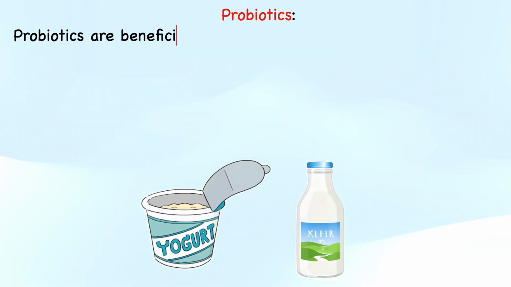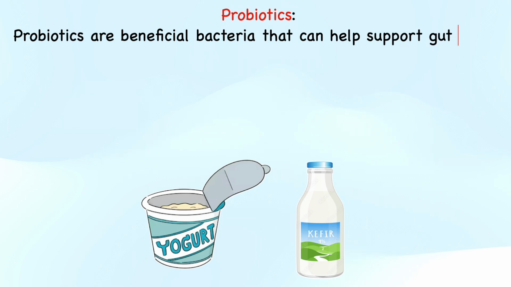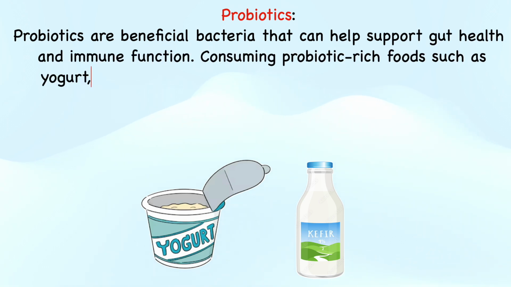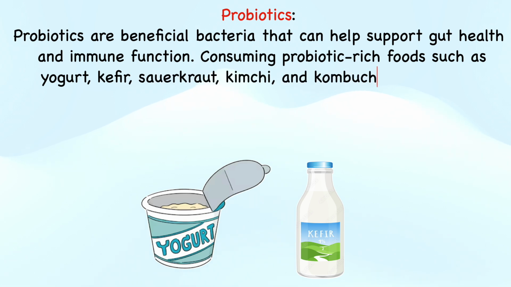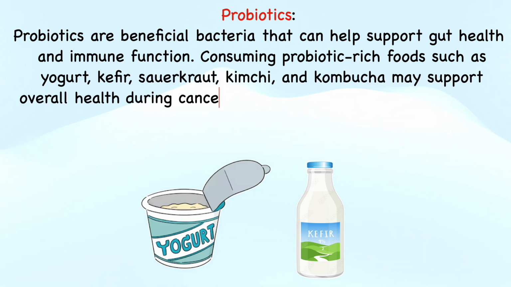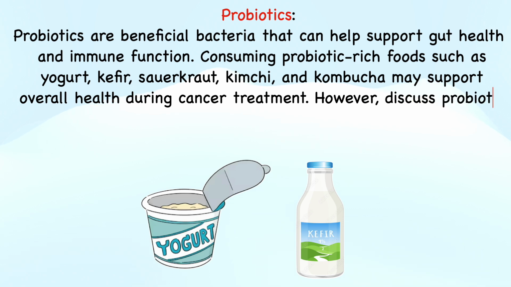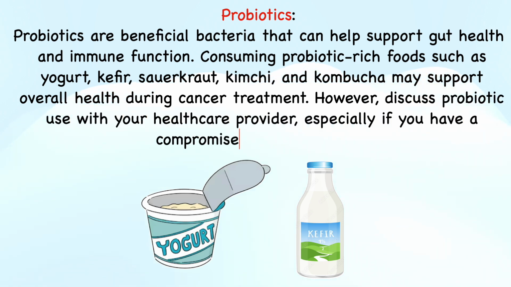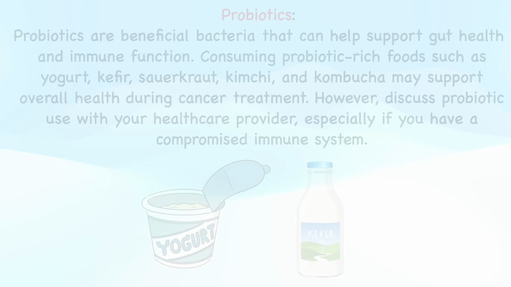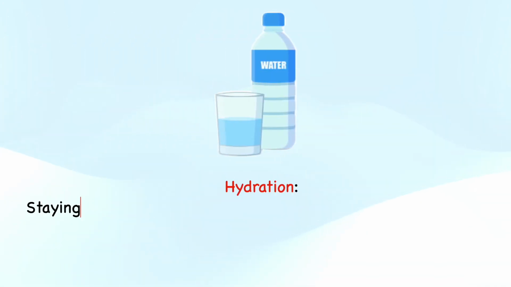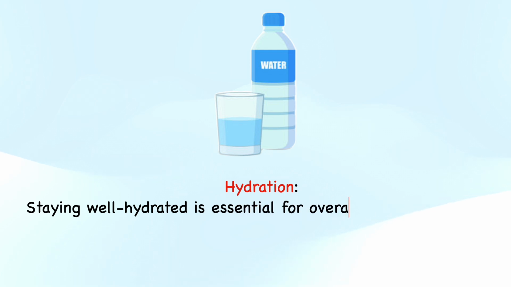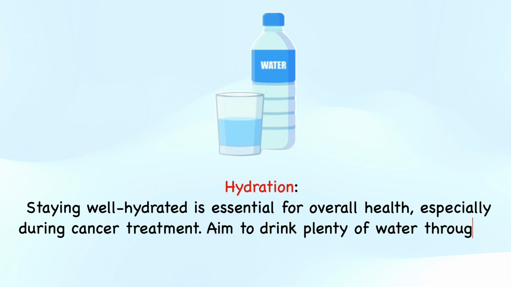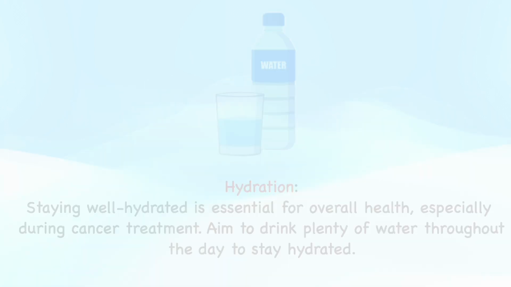Probiotics. Probiotics are beneficial bacteria that can help support gut health and immune function. Consuming probiotic-rich foods such as yogurt, kefir, sauerkraut, kimchi, and kombucha may support overall health during cancer treatment. However, discuss probiotic use with your healthcare provider, especially if you have a compromised immune system. Hydration. Staying well hydrated is essential for overall health, especially during cancer treatment. Aim to drink plenty of water throughout the day to stay hydrated.